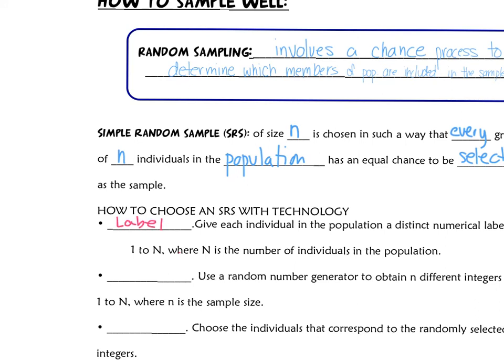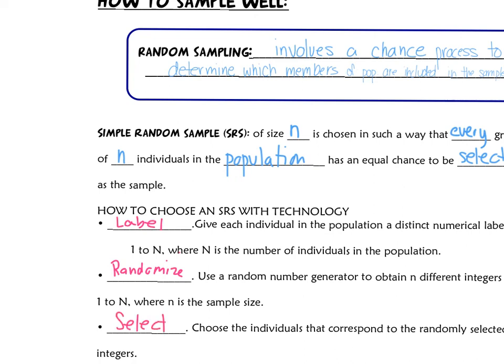So give each individual in the population a distinct numerical label from 1 to capital N, where N is the total number of people in the population. Then you are going to randomize. You're going to use a random number generator to obtain n different integers from 1 to capital N, so total number in the population, where lowercase n is the sample size. And then you will select.